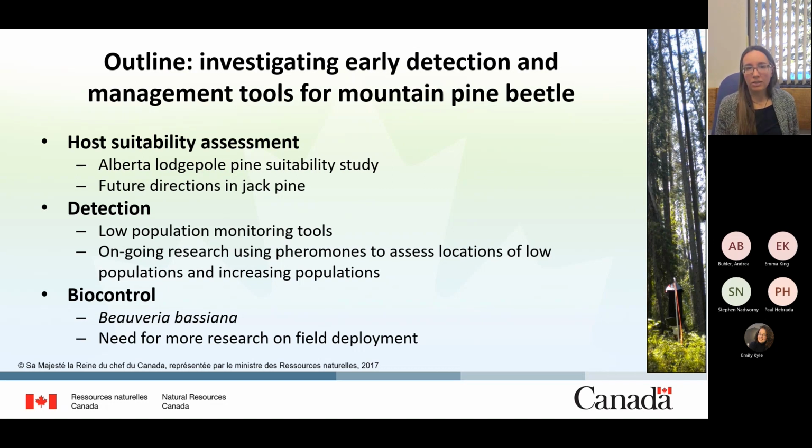Next, the main topic I'll talk about is detection. And this is particularly important while they're at these low populations, and some ongoing research that I'm going to be doing with researchers here at the Northern Forestry Center and Pacific Forestry Center. And finally, some kind of off the wall idea, though not that off the wall, because it's widely used in agriculture: biocontrol, and a fungus that might be a useful biocontrol. I'll talk about what's been done and what needs to be done for this to be a potential control management tool for mountain pine beetle.